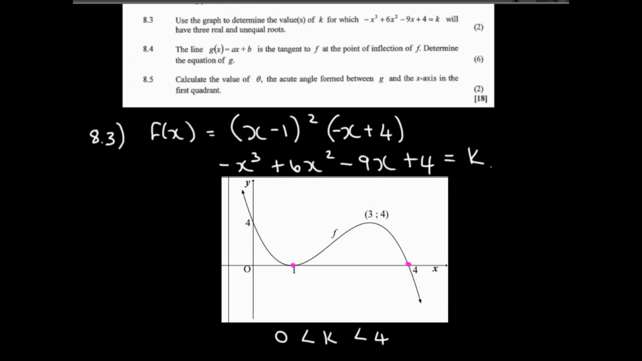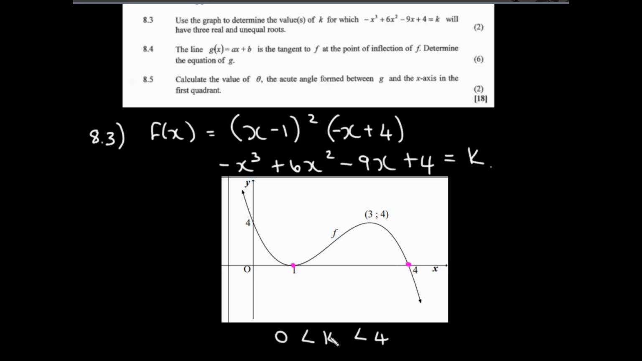Let's have a look at the next question. It says, use the graph to determine the values of k for which -x³ + 6x² - 9x + 4 = k will have 3 real and unequal roots. Okay, so let's look at our current graph. Our current graph turns at (1; 0). So we have a squared value here, but this means that as it is, the roots are real and unequal, right?